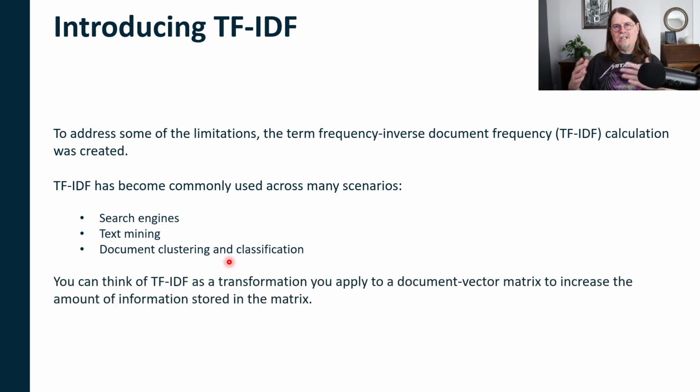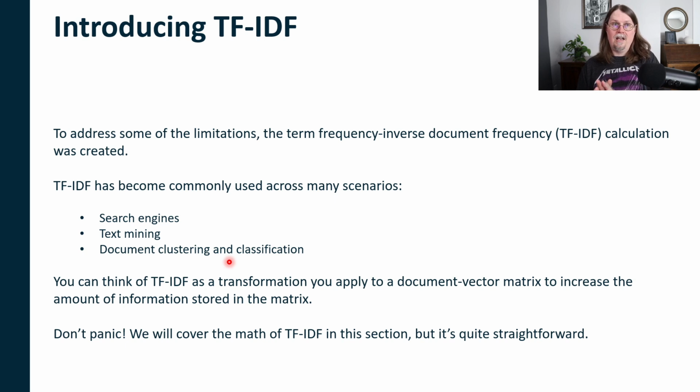So you can think of TF-IDF as a transformation that you apply to the document vector matrix. So those counts that we saw on the previous slide actually get transformed due to the TF-IDF calculation. And then what you get back essentially is a new version of that particular table. So you'll have all the same rows and all the same columns, but the actual numbers in the cells will be different because they'll be the result of the TF-IDF calculation. So I am going to go over the math of TF-IDF, but don't panic. It's actually very, very straightforward.